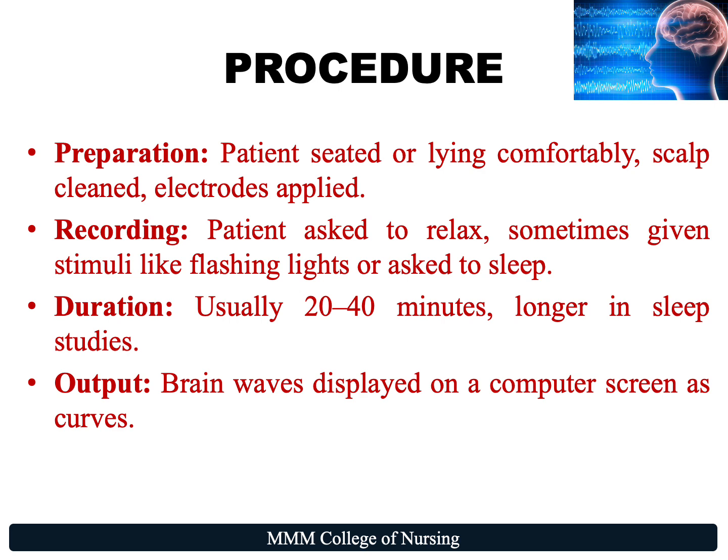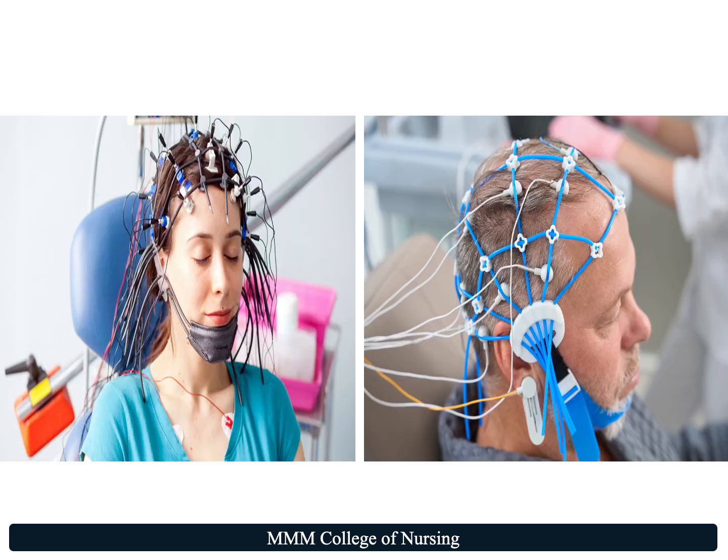Let's look at the procedure. In preparation, the patient is seated or lying comfortably, and the scalp has to be cleaned and the electrodes are applied. Hence, the patient is asked to take a hair wash the previous day and have a dry, clean scalp. For the recording, the patient is asked to relax, sometimes given stimuli like flashing lights, or asked to sleep. The time duration is usually 20 to 40 minutes, and it is longer in sleep studies such as polysomnography. The output is the brain waves, displayed on a computer screen as curves. Here you can see how the electrodes are placed on the scalp for easy measurement.